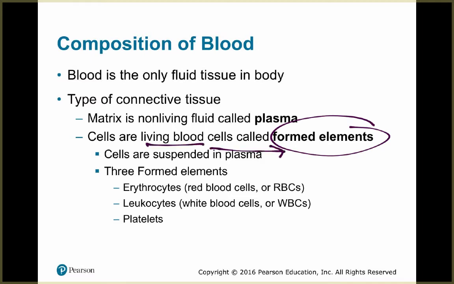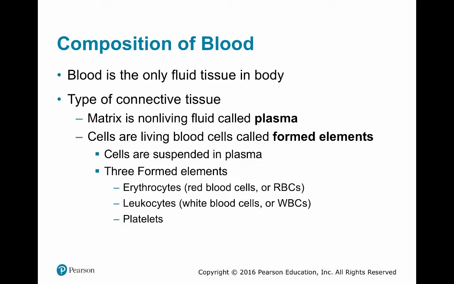And basically, they're just suspended or floating in this plasma. And there's 3 types. There's erythrocytes, which are red blood cells. There are leukocytes, which are white blood cells. And there are platelets. Now, platelets aren't complete cells. They're fragments of cells. And so with that being said, let's actually look at the 3 main components here.